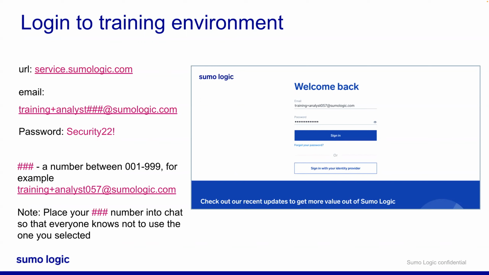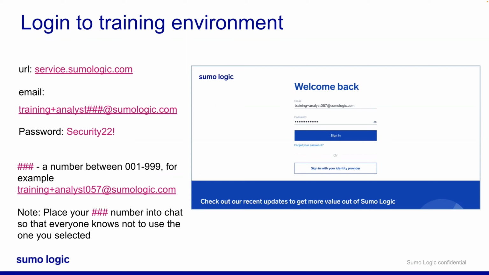So once again, service.sumologic.com, training plus analyst number, and you pick a 3-digit number. And then that password of security 22 exclamation point. You might find that somebody has logged into your account previously. If so, that's fine. It doesn't really matter. I'll show you how to kind of clean it up, although hopefully everybody here should know, but if not, we'll go through it. All right, cool. I see you guys logging in. Good. I'll give everybody another moment or two.